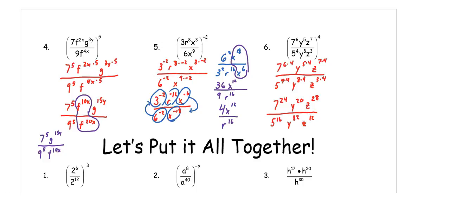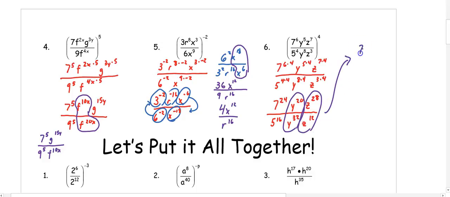Now notice I have a y in my numerator and denominator, and a z in my numerator and denominator. So those need to be subtracted. So 7 to the 24th and 5 to the 16th stay still in the same place. Y, 32 is larger, so when I subtract, I get y to the 12th in the denominator. Z, 28 is larger, so when I subtract, I get z to the 16th in the numerator.